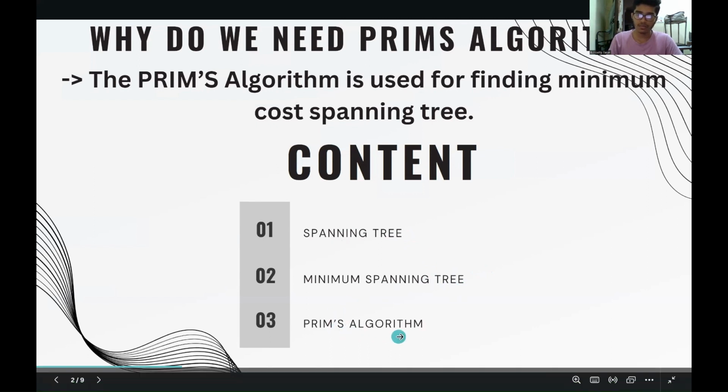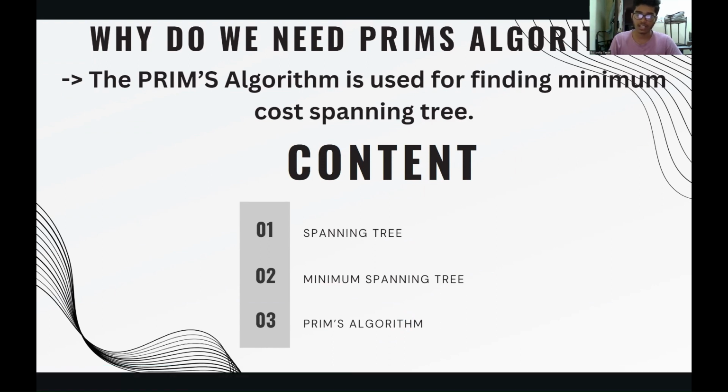One of the algorithms that can be used for finding a minimum spanning tree is Prim's algorithm. There is another algorithm also that can be used for finding a minimum spanning tree. That is Kruskal's algorithm. That I'm not going to explain in this video.